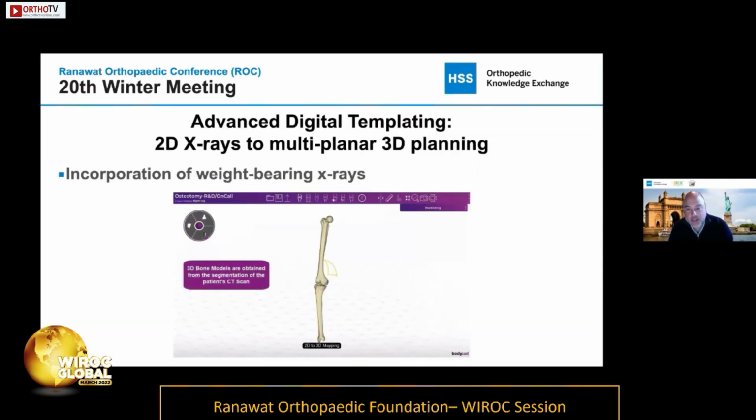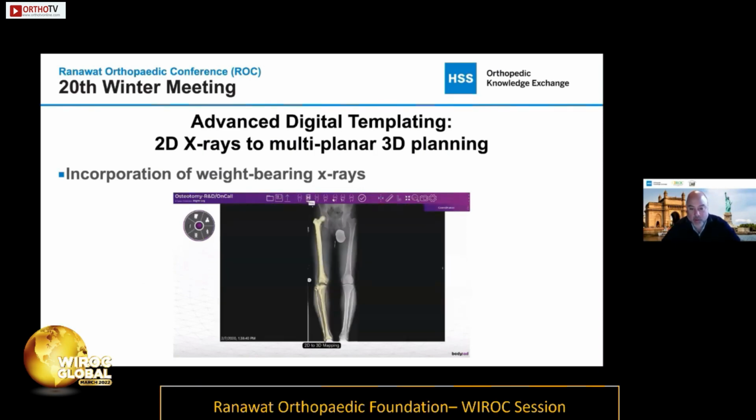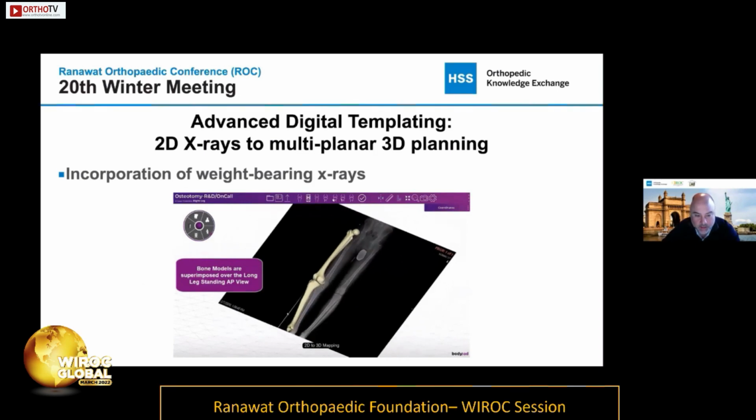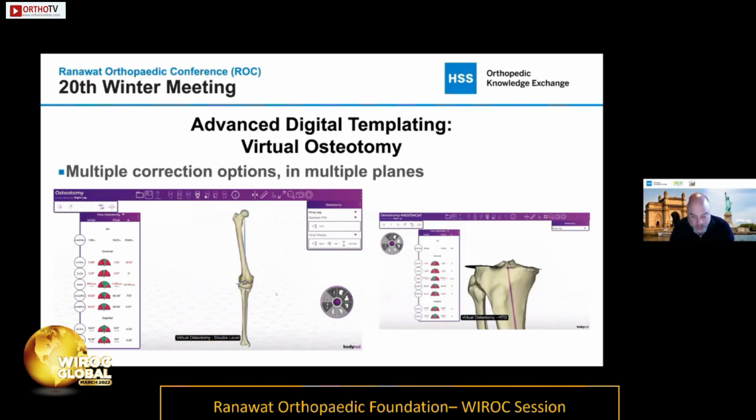So this is advanced digital templating. You have 3D models that are based off your long leg cassette. So it's superimposing the CAT scan and the x-rays. And then from there, this is incorporating weight bearing because you have a bony overlay of the two technologies. So you can eventually start doing multiple corrections in multiple planes, not only a coronal correction, but a sagittal correction. You can also do, in this scenario, a double osteotomy correction. So it really gives you a lot of tools and a lot of information.